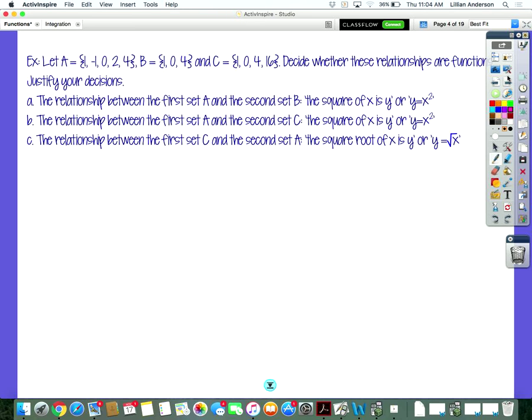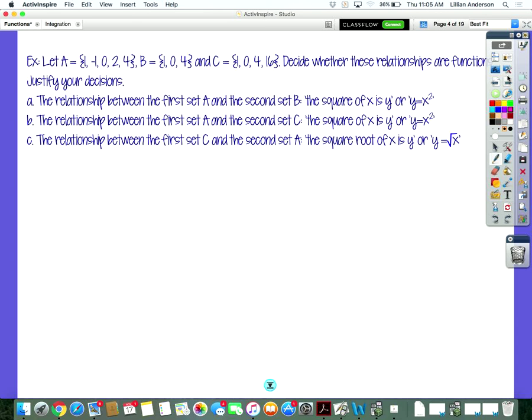Let's look at this one. I'll do one of these with you. You do the other two on your own. It says let A equal the set of these numbers 1, -1, 0, 2, and 4. B is 1, 0, 4, and C is 1, 0, 4, and 16. We have to decide whether these relationships are functions, and we're going to justify our decision. The relationship between the first set A and the second set B, and we're given this stipulation. The square of X is Y, or here Y equals X squared. Okay?